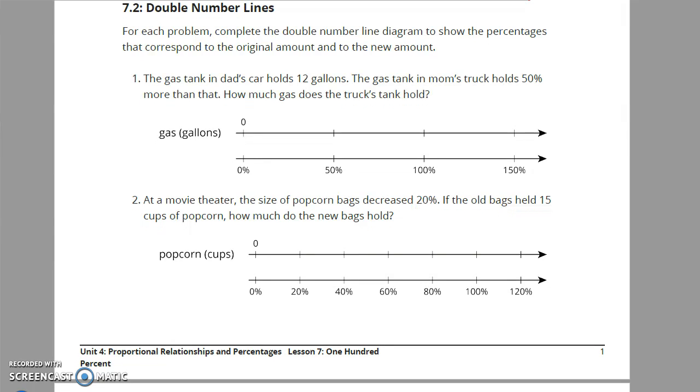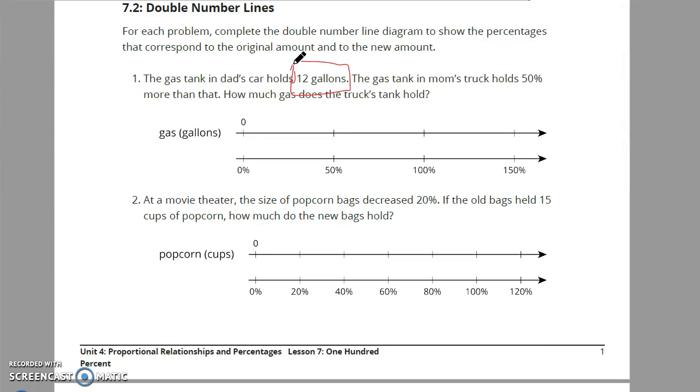So, for each problem, complete the double number line diagram to show the percents that correspond to the original amount and the new amount. All right, for problem number 1, the gas tank in Dad's car holds 12 gallons. So this is the 100%, because that is the total in Dad's gas tank.